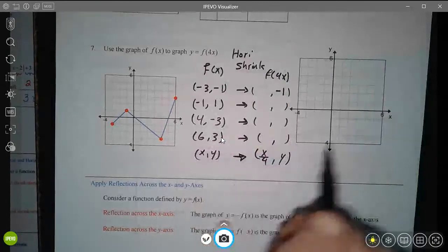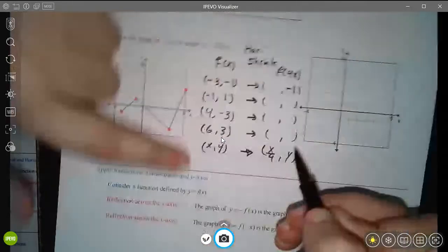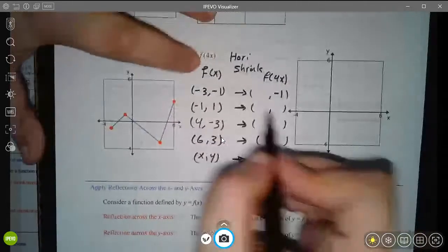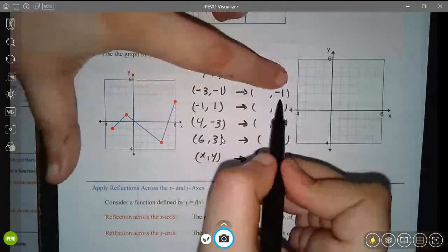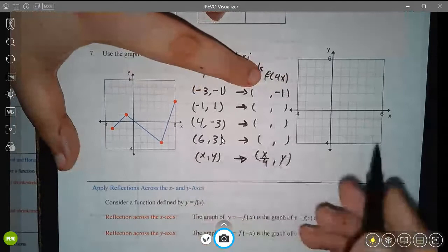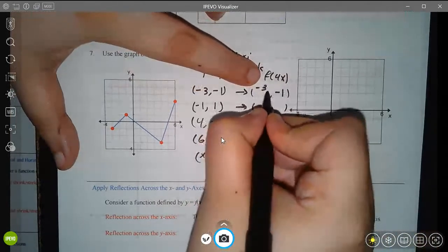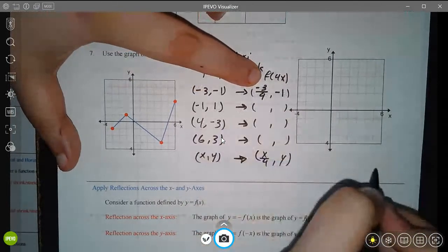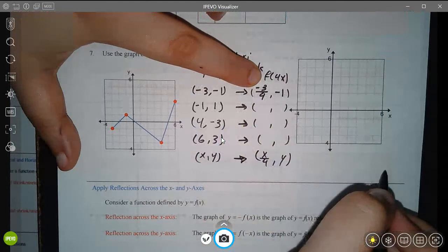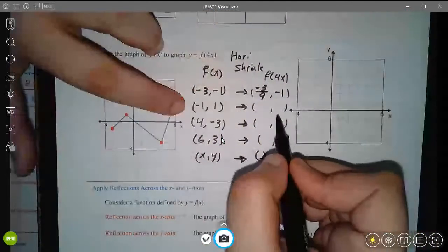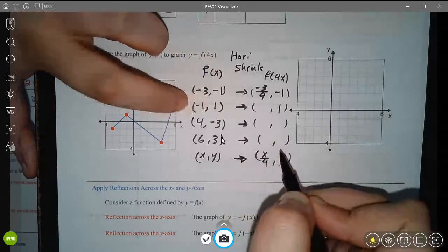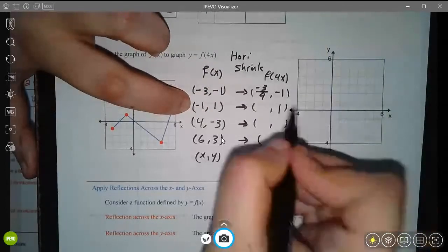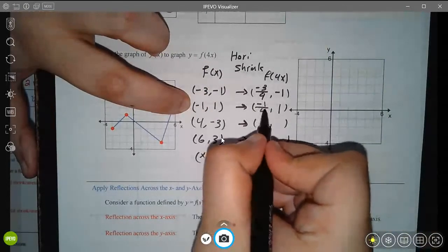So knowing this, y is still going to be the same. So when y was -1, x was -3 for this one. When y was -1, x is going to be what? -3 over 4 for that one. Are you guys following me? So here we have what? 1 for y. x was -1, now it's going to be -1 over 4.